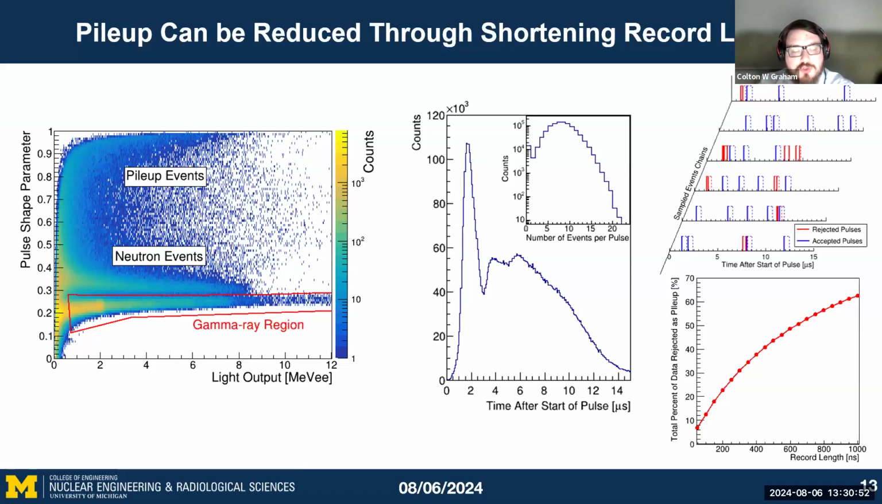Now, typically you use those longer record lengths in order to get really high quality PSD. But because we're mostly interested in high energy gamma rays, bad PSD is not a killer here. So for these measurements, we use record lengths on the scale of 1 to 200 nanoseconds, which reduces the rate of event rejection with pileup down to below 10 to 20%.